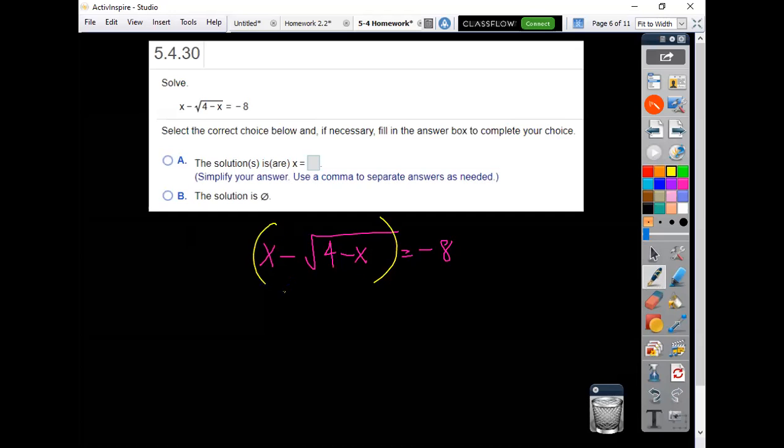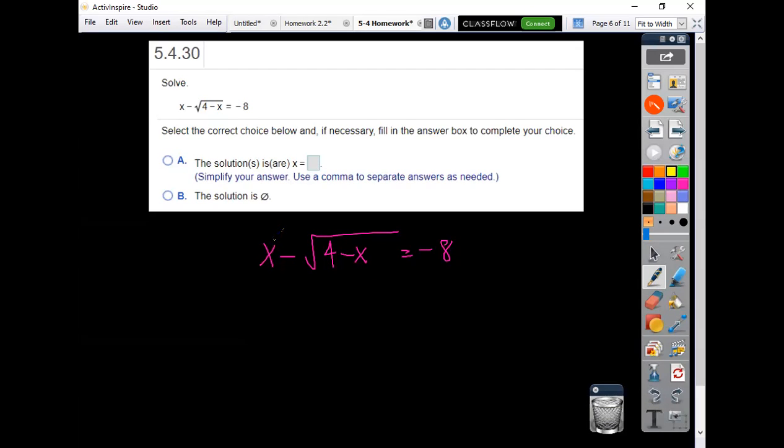So if we squared this side, no, I don't know if I want to do that. Let's take anything without a square root, so this x, and move it over here. And then all those minus signs, let's multiply everything by a -1, both sides of the equation.